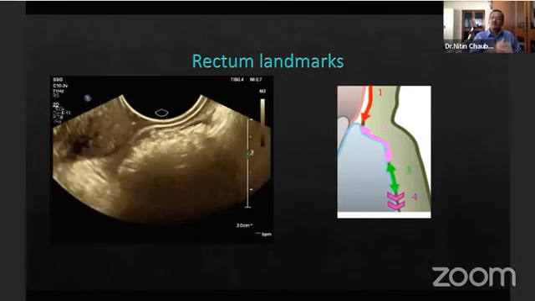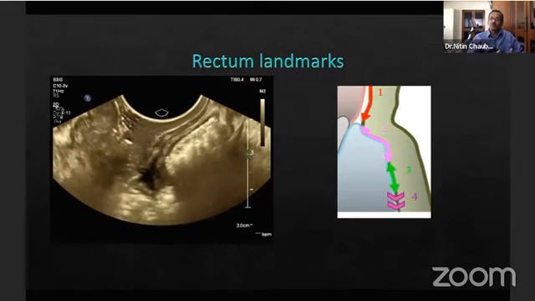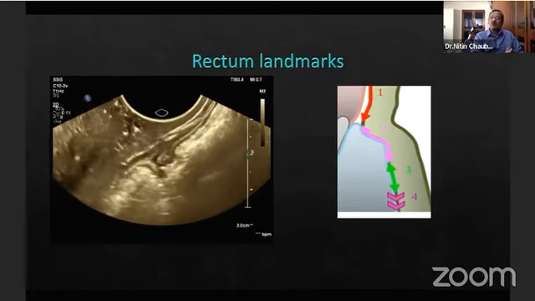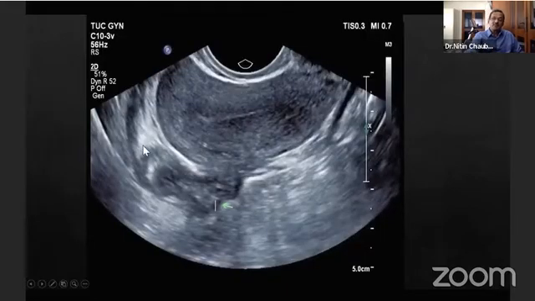But the problem is, of course, as we will point out later, that we cannot really go to the sigmoid colon with the transvaginal probe. We can just reach about the rectosigmoid junction. So that's an example of an involvement of the rectal wall.